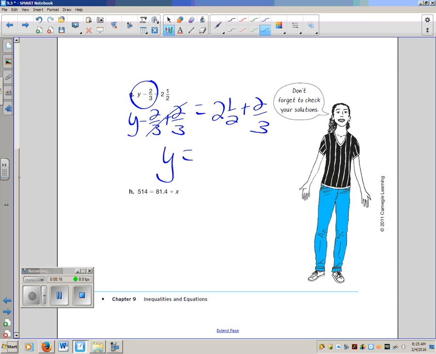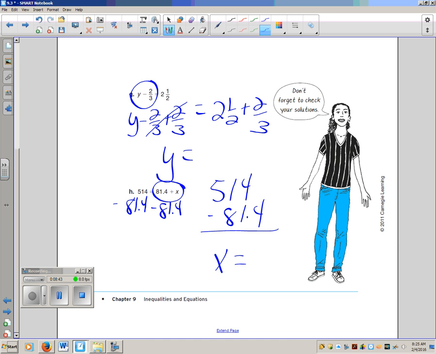H, 514 equals 81.4 plus x. What's the inverse of adding 81.4? Subtraction. So your setup is 514 minus 81.4, and that will equal x. Solve that one.